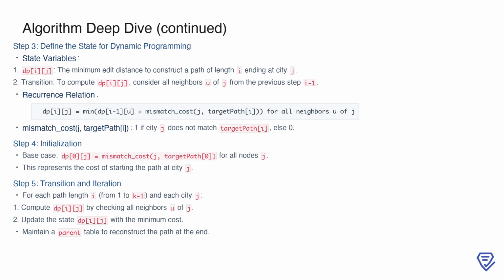Initialization is simple. For the base case where i equals 0, dp[0][j] is just the mismatch cost of starting the path at city j. As we iterate through the path lengths from 1 to k-1 and evaluate each city, we update dp[i][j] using the computed values from the previous step. To reconstruct the optimal path later, we maintain a parent table that records the previous city for each state.